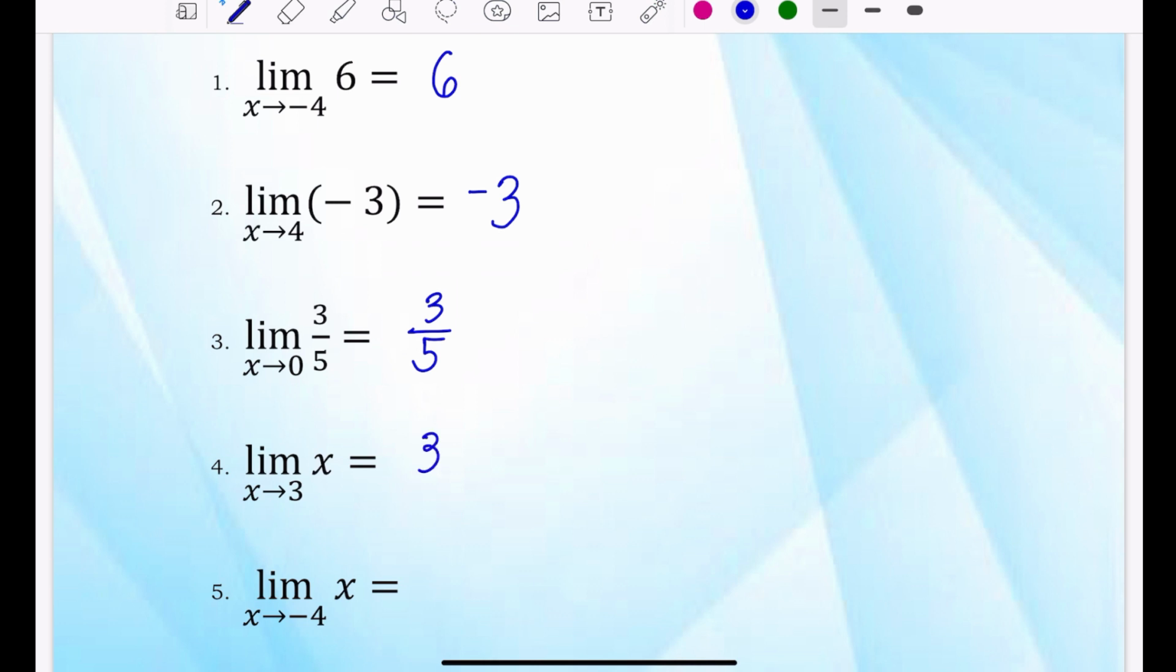Number 5, limit of x where x approaches negative 4. So this is an identity also. So x is approaching negative 4. Therefore, this is equivalent to negative 4.